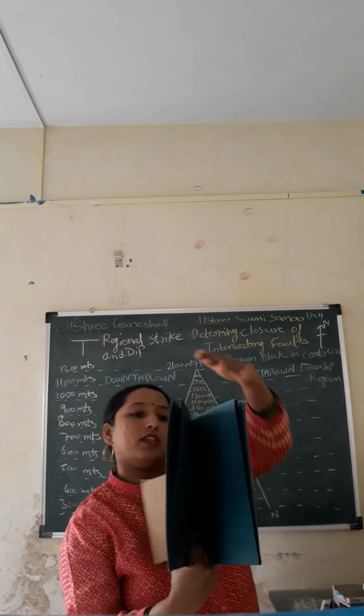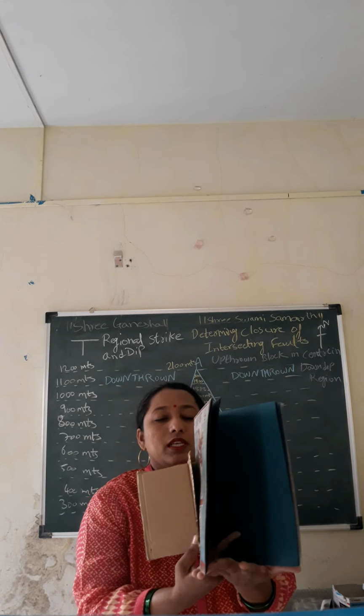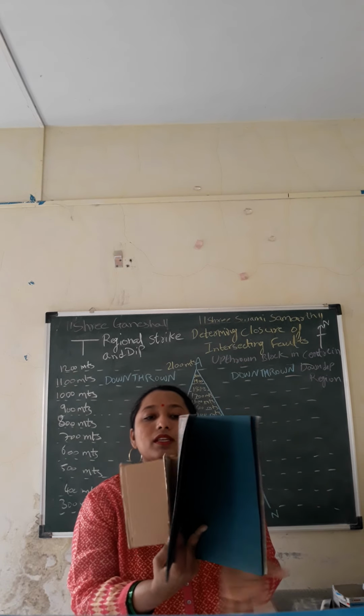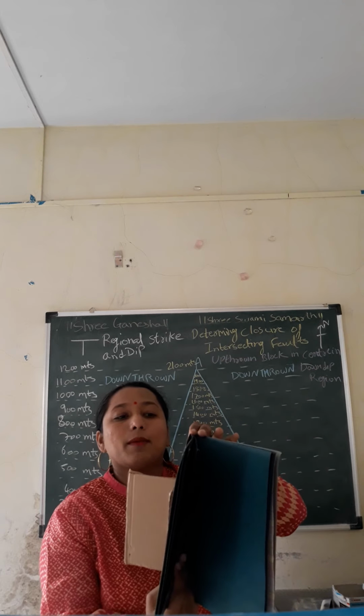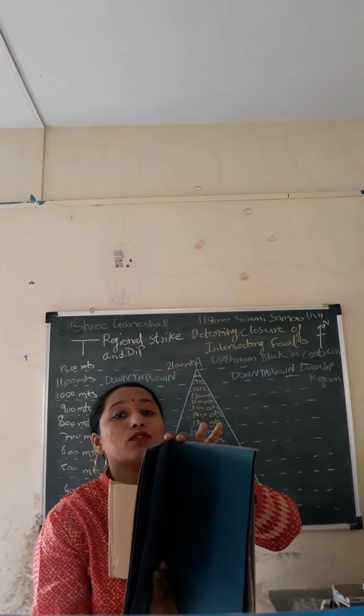And in case of complete sealing, what will happen? It depends upon the structure in the Downdip region. Therefore, it will depend upon how many contours are present till the bottom of the fault. So here, in case of partial sealing, this closure will be equal to the throw of the fault.